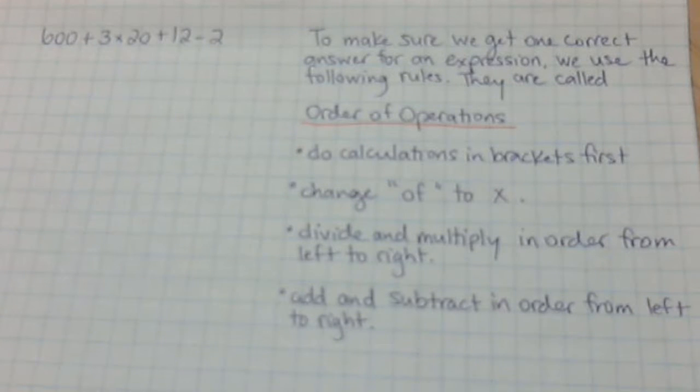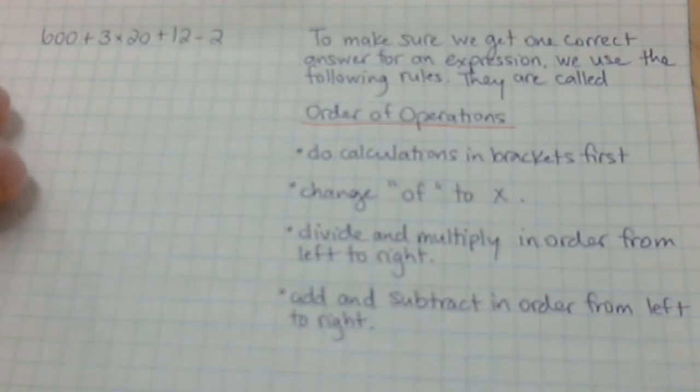Order of operations: you have to do the calculations in the brackets first. You need to change the word "of" to a times symbol. Then once that stuff is done, you divide and multiply in order from left to right. Just work on the problem from left to right. And then lastly, you add and subtract in order from left to right. And that's basically how you do order of operations.